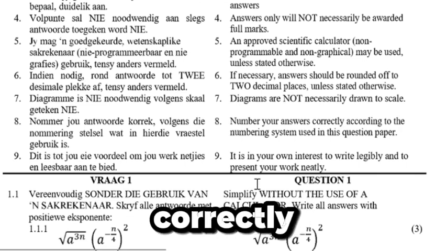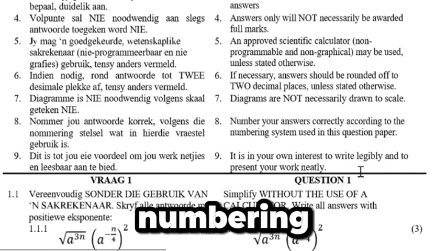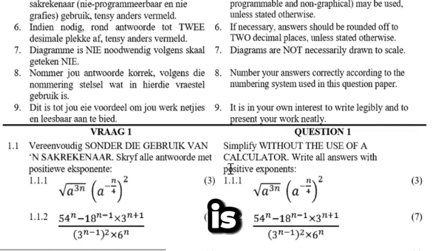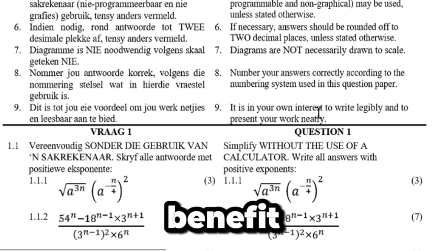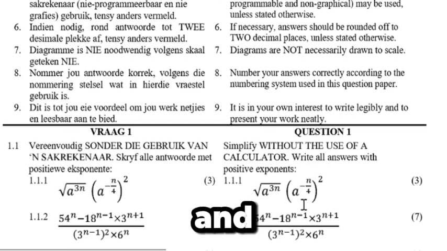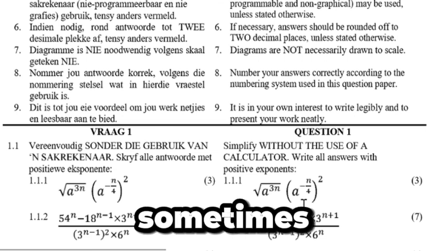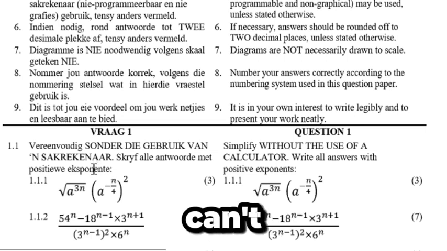Number your answers correctly according to the numbering system used in the question paper. It is in your own interest to write legibly and present your work neatly. Sometimes learners write the right answers, but I can't make them out. It looks like spider webs. So if I'm looking for x is equal to 5, but I see Spider-Man and all of the different stuff, I'm not going to mark your answer correct.